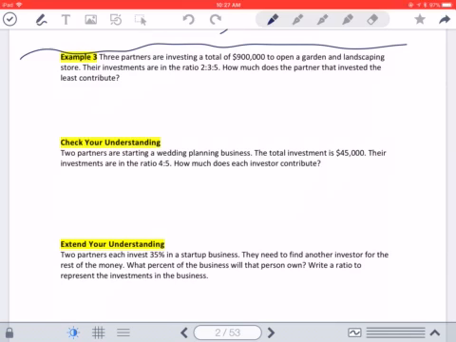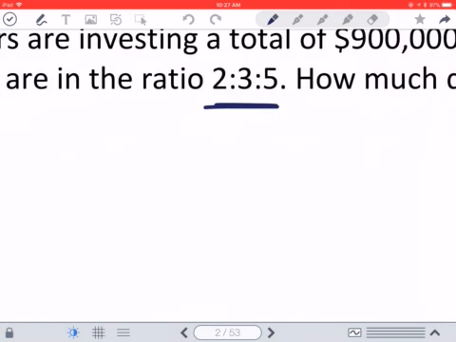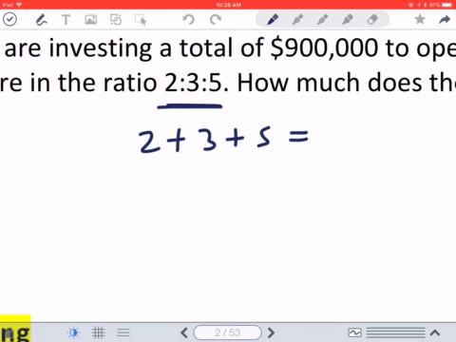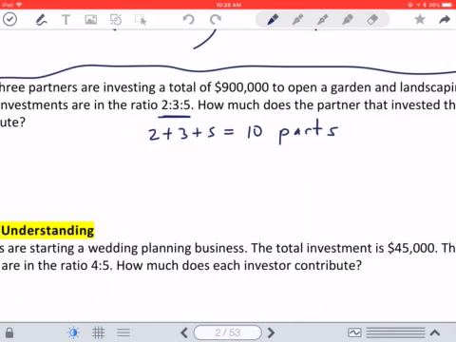So example 3, 3 partners are investing a total of $900,000 to open a garden and landscaping store. Their investments are in the ratio of 2, 3 to 5. How much does the partner that invested the least contribute? Okay, so they're investing in this ratio of 2 to 3 to 5. So if I think about this, 2 plus 3 plus 5 is going to be 10 parts. So there are 10 parts of this investment total.